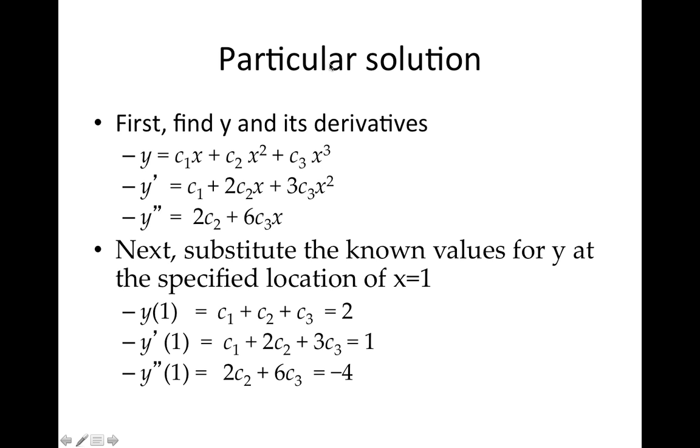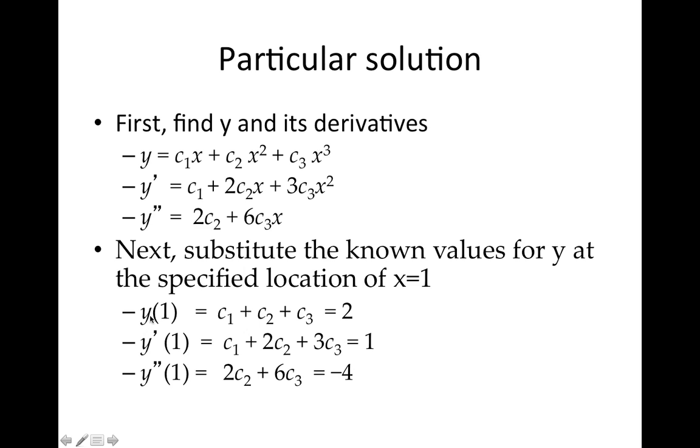So now we want to find the particular solution, and we can do that since we have a set of initial conditions. So first of all, we take y, and then we take its first derivative and its second derivative. And these are not negative signs, this is just a dash. So we take 2 derivatives of y, and then remember we have initial conditions at x equal 1. So in this first equation, we're going to substitute 1 for x.